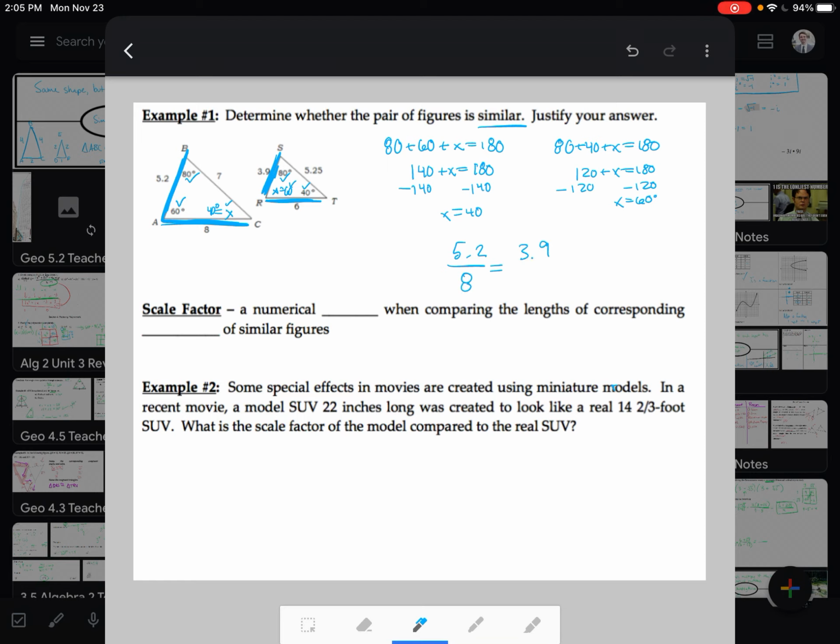That should equal for us 3.9 over 6. And let's check that in our calculator. So 5.2 divided by 8 gets us 0.65. And let's see if 3.9 divided by 6 conveniently also gets us 0.65.